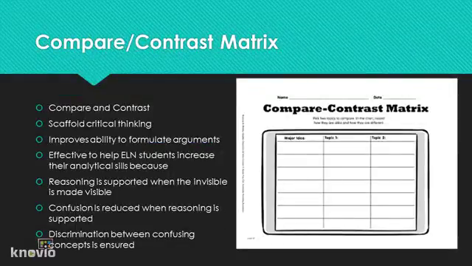Another good graphic organizer to help learn higher order level thinking is the compare and contrast matrix. It scaffolds critical thinking and improves the ability to formulate arguments. It is effective to help ELN students because it increases their analytical skills. Reasoning is supported when the invisible is made visible, like in the Venn diagram. It's a good way to support reasoning through the use of the compare and contrast matrix, and it helps us discriminate between confusing concepts.